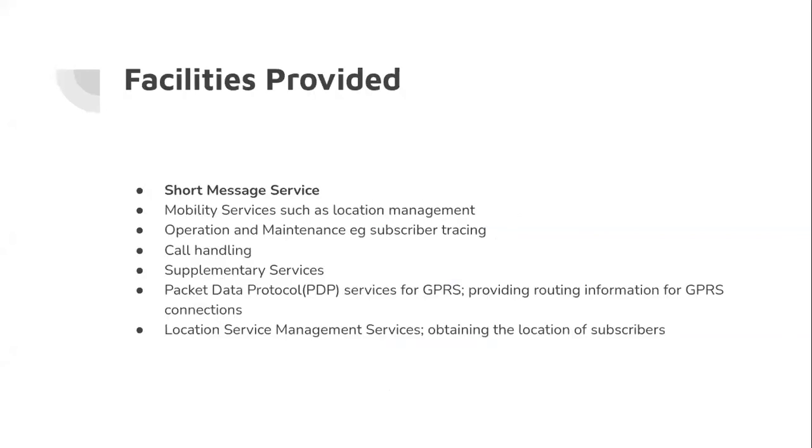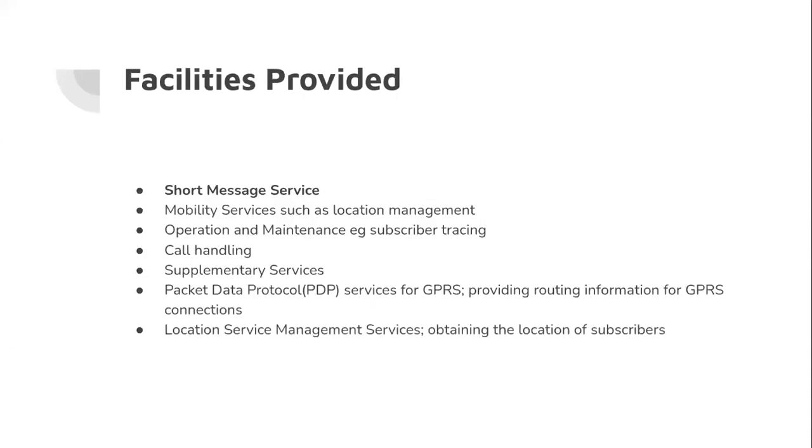So what are some of the facilities that MAP provides? The one in bold is what we are concerned about. It is the short message service. Other facilities that are provided include mobility services, operation and maintenance, call handling, supplementary services, something called PDP, packet data protocol, and location service management services. So those are the facilities that are provided by MAP.